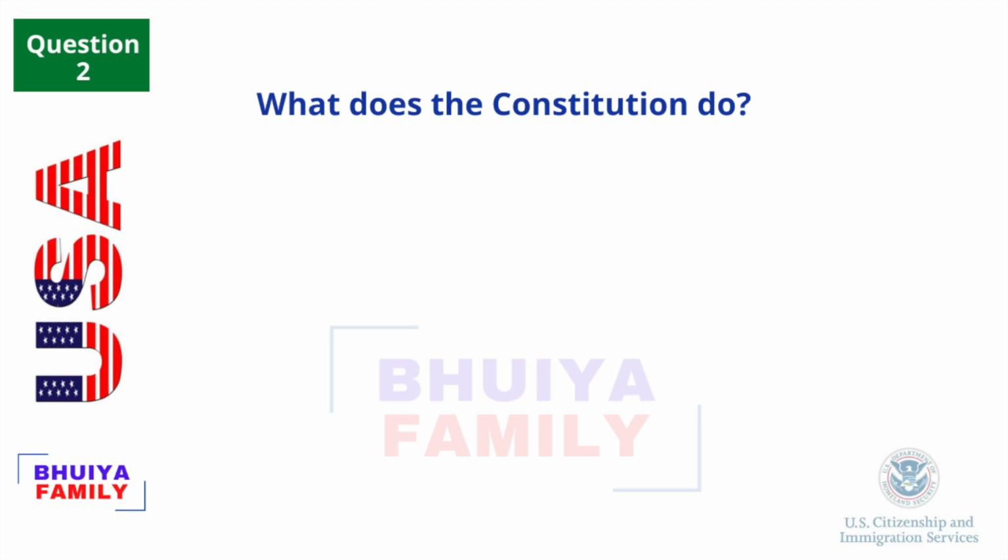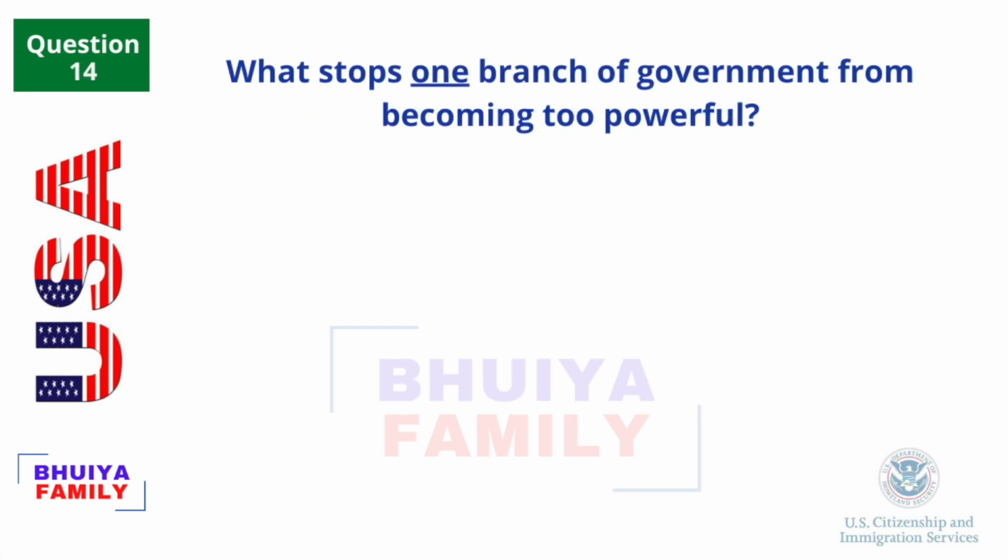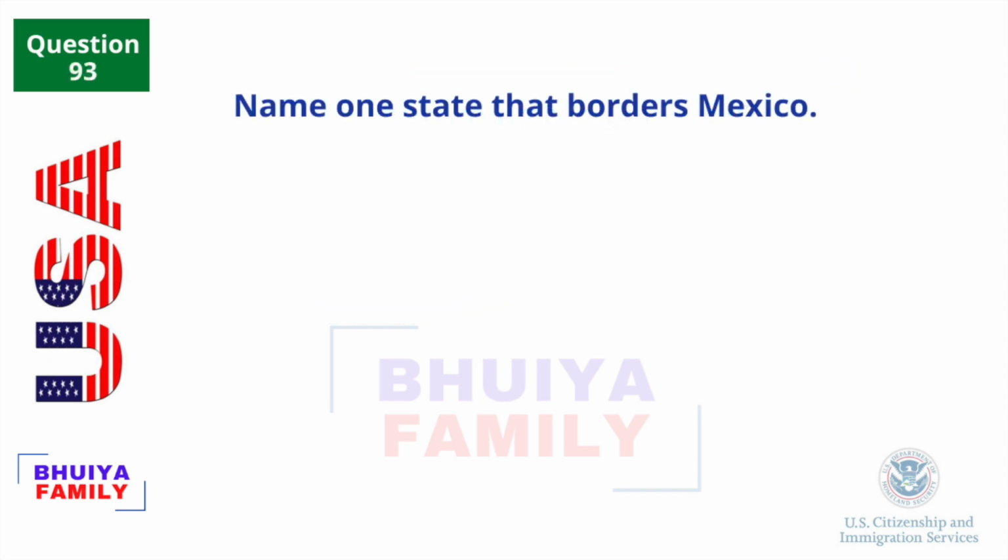What does the Constitution do? Sets up the government. What stops one branch of government from becoming too powerful? Checks and balances. Name one state that borders Mexico. California.